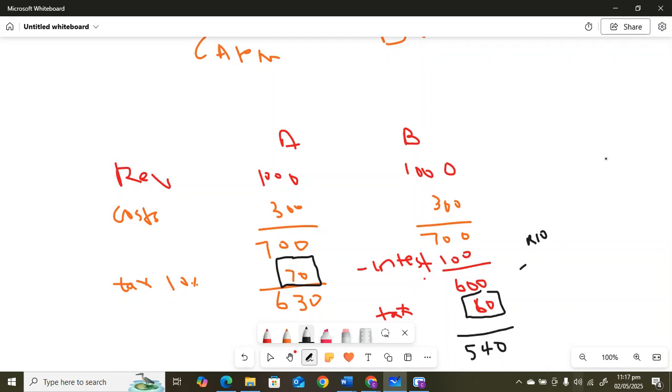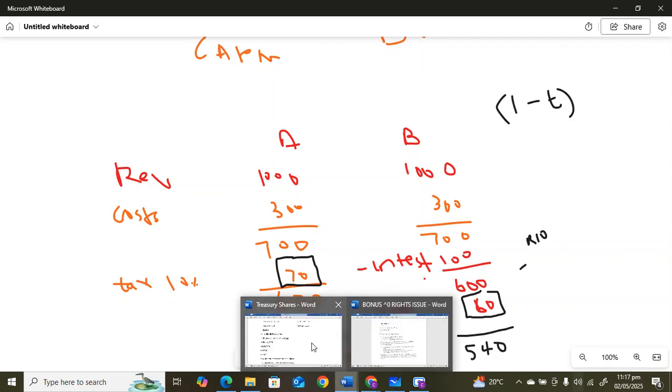So that's this 1 minus T. It's just telling us that when you take on debt, you pay a lower tax. And since you pay lower tax, it's like a tax saving.